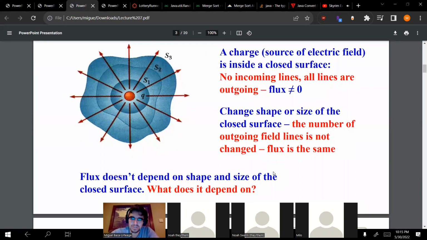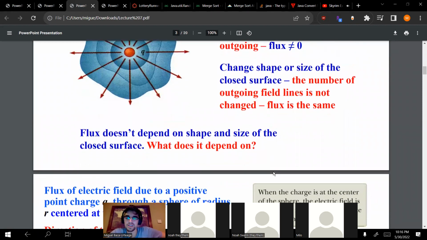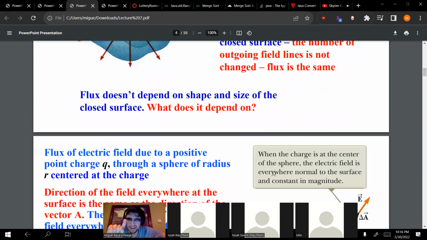Change the shape or size of the closed surface. Oh, so no matter the shape, the flux is the same because it's the same amount of electric field vectors that are exiting this object. Flux doesn't depend on shape and size of the closed surface. What does it depend on?